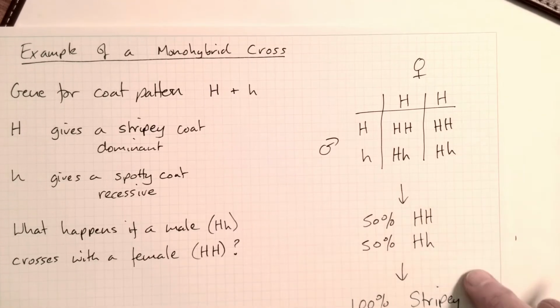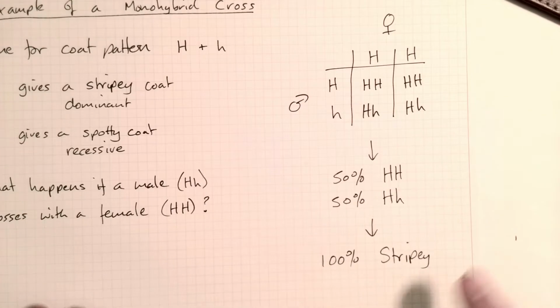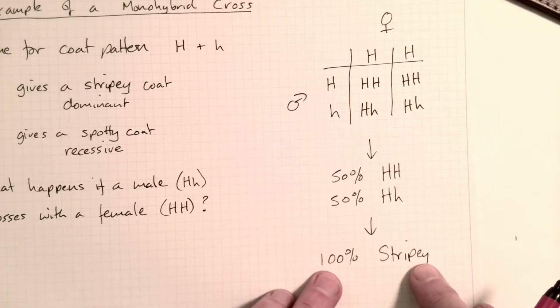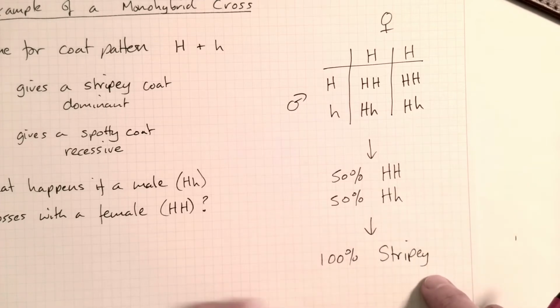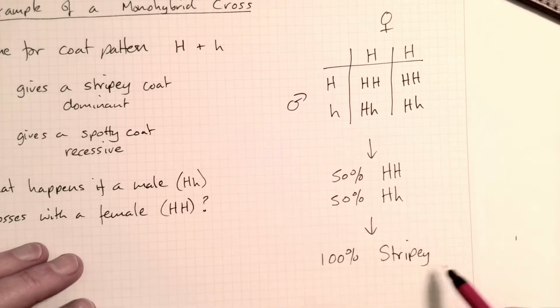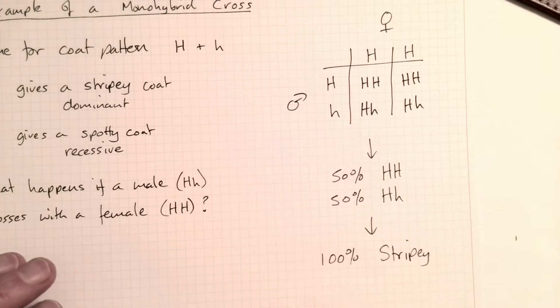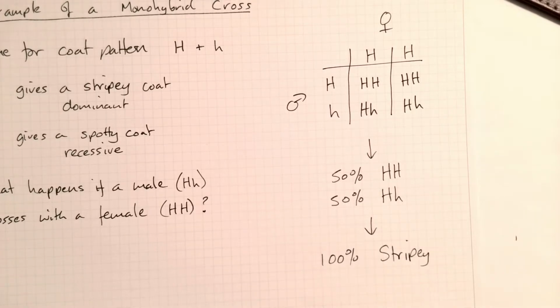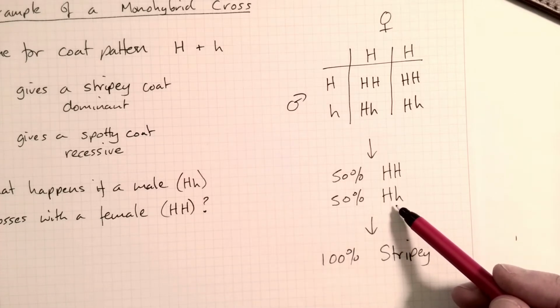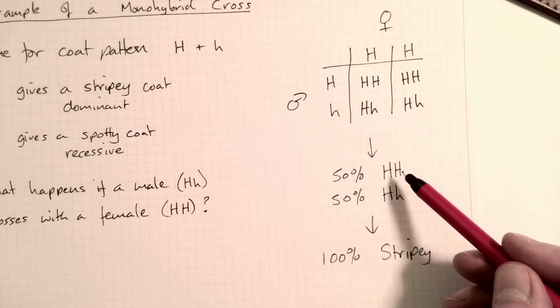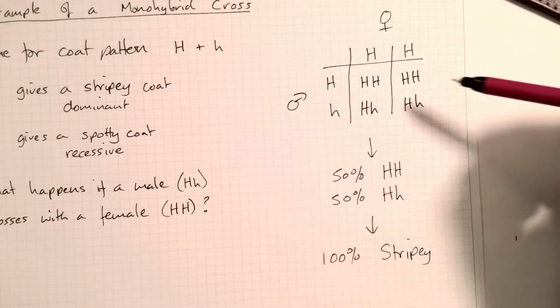Okay, because they all have the dominant allele. So all of the offspring in this cross are going to be stripy, and we would expect that to be a pretty foolproof cross. If I cross those two individuals, I'll get all stripy individuals. Now, my problem is that I don't know, just by looking at the offspring, which of the individuals is heterozygous and which of the individuals is homozygous dominant.